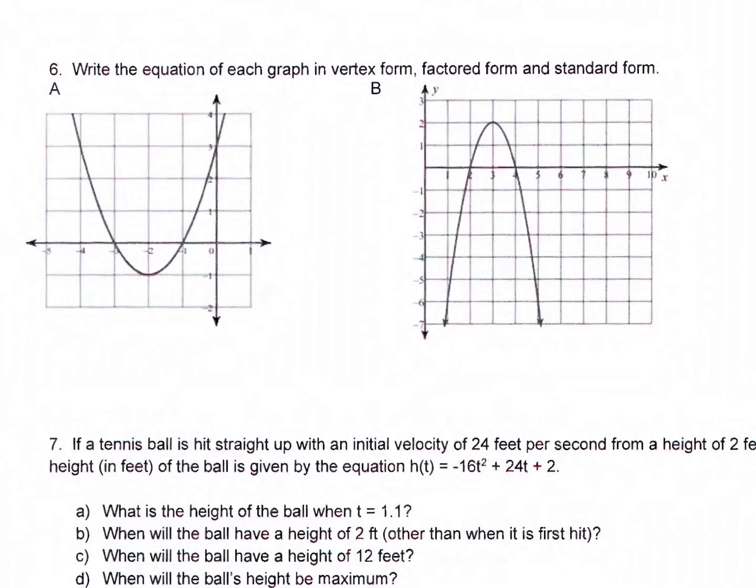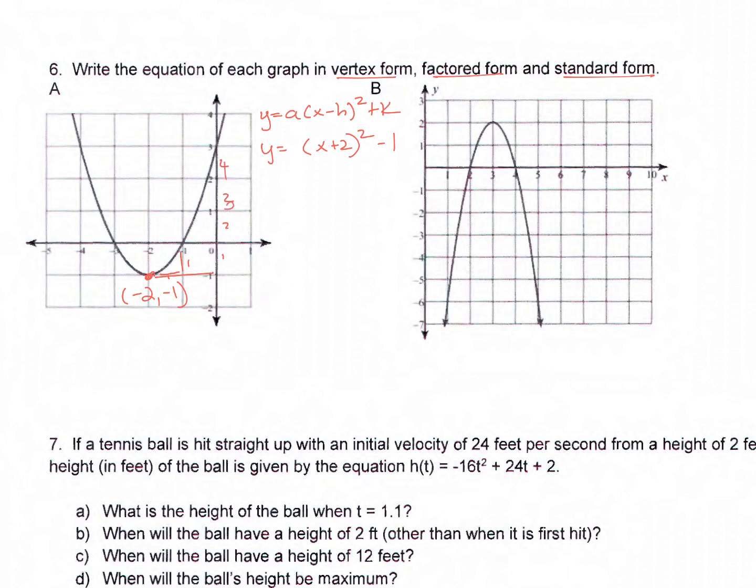Okay, so in this one, we're going to write the equation of each graph in vertex form, factored form, and standard form. So here's my vertex at negative 2, negative 1. So my vertex form is y equals a times (x minus h) squared plus k, where (h, k) is my vertex. So this is y equals (x minus a negative 2), or (x plus 2) squared minus 1. And I can tell my a is 1 because I'm going over 1, up 1, and over 2, up 4.